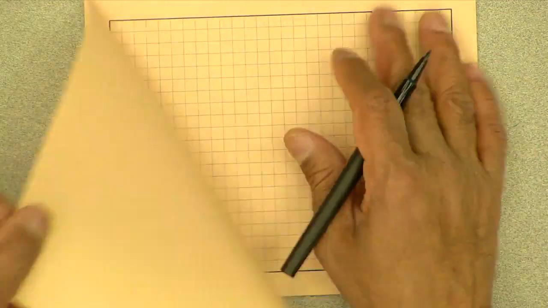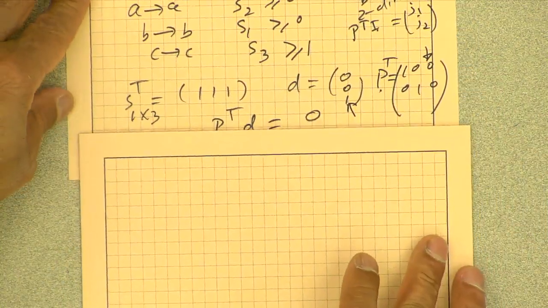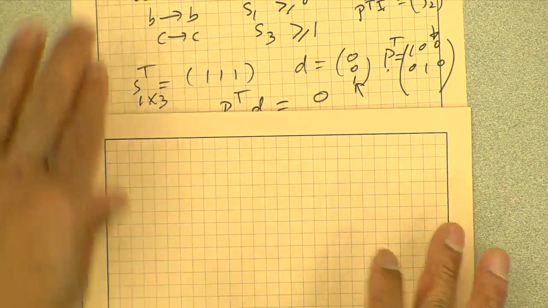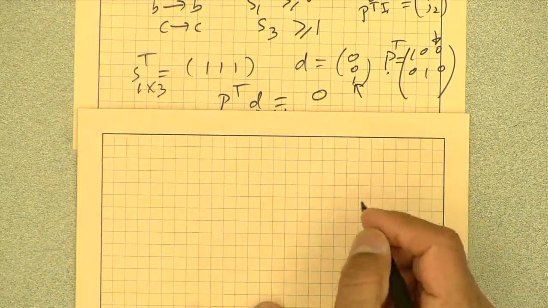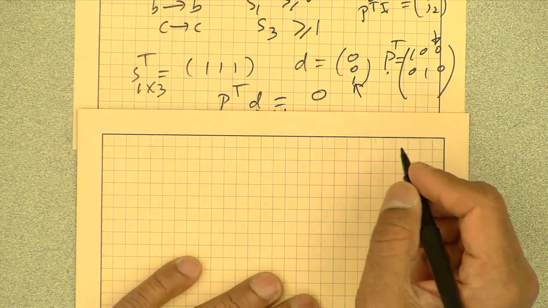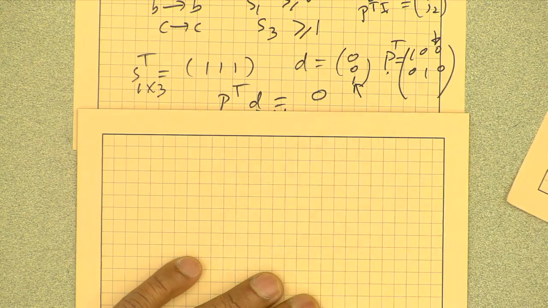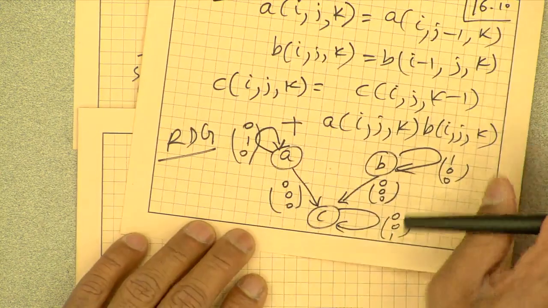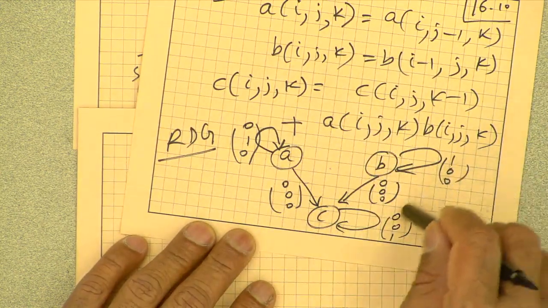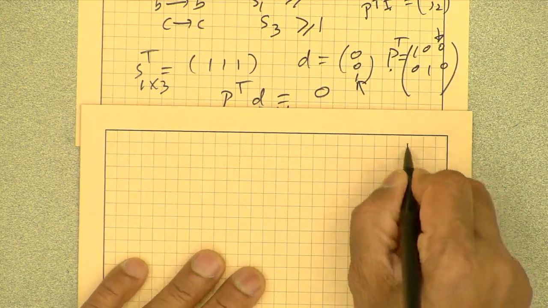Okay, so if I take those and then map the fundamental edges, the fundamental edges are here: 0 1 0, 1 0 0, 0 1.